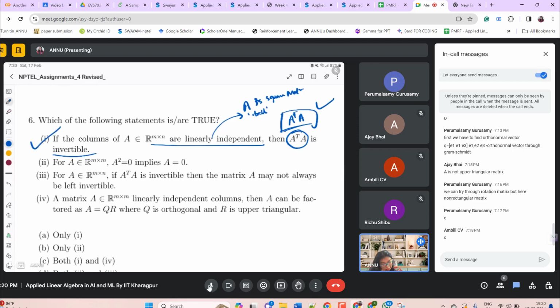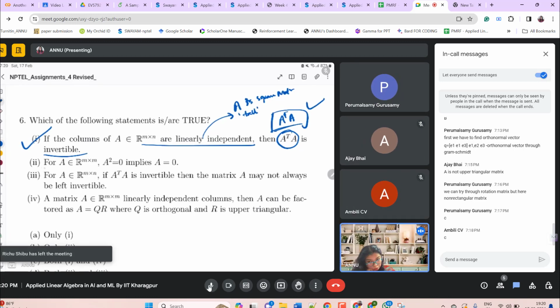Option number 2: for A belonging to R^(m×m), if A squared is 0, then A should be 0. Is it true or not? It is not true. There can be many examples.